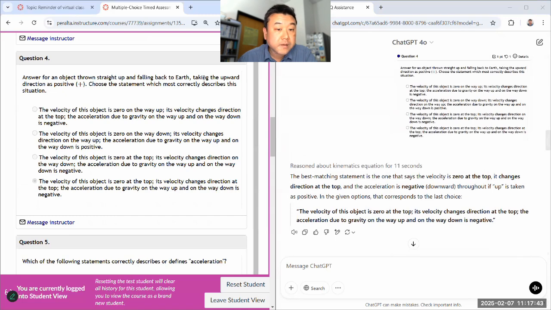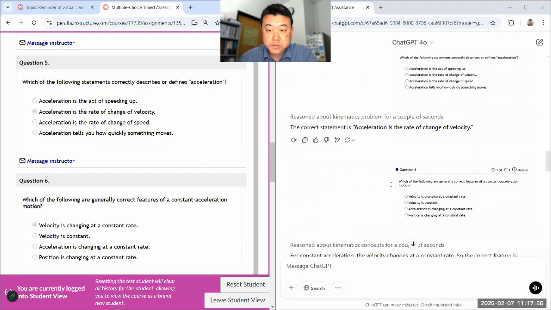All right. Straight up and falling back down to earth. Upward is positive. Yeah, I thought this was correct. Velocity is 0 at the top. Changes direction at the top. Acceleration, yeah, is throughout the whole thing negative. Yeah, that's correct. Question 5.